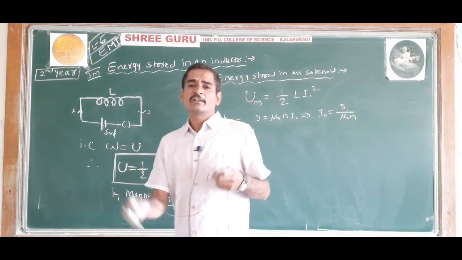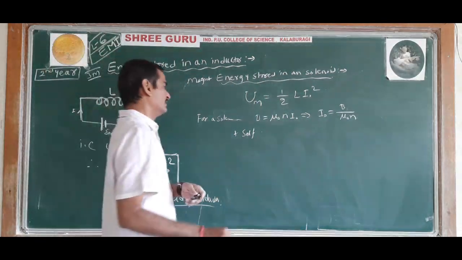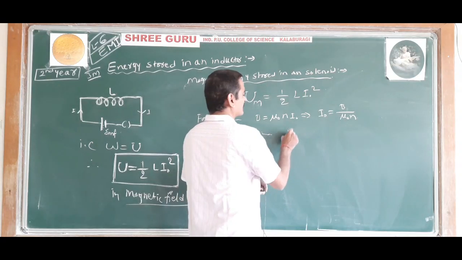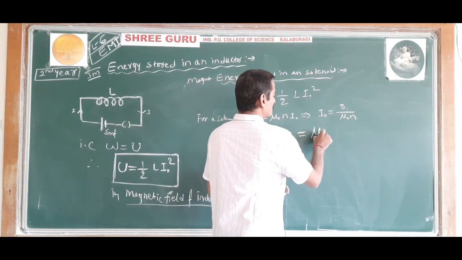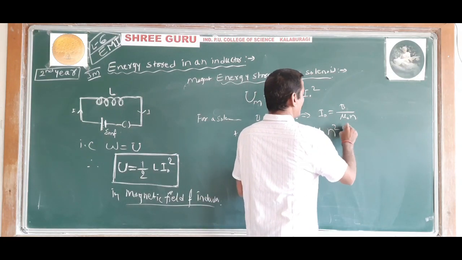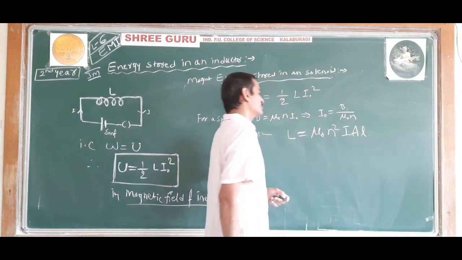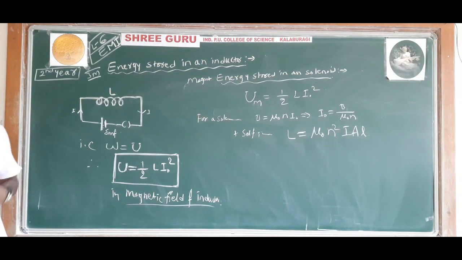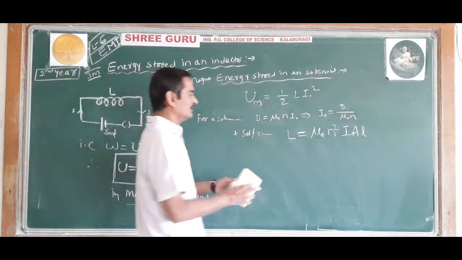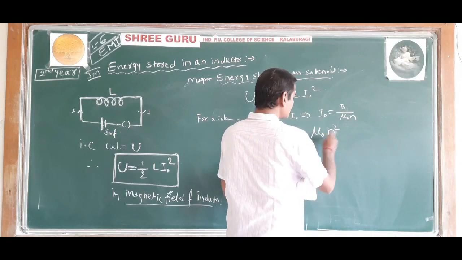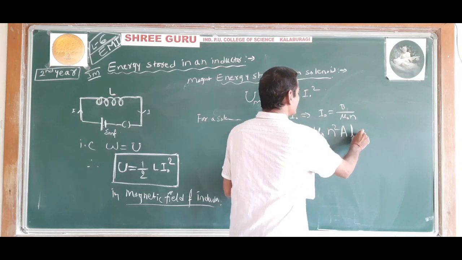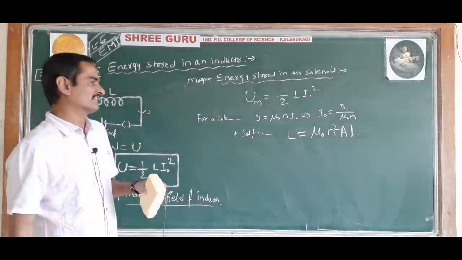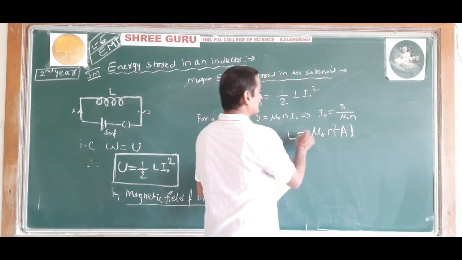Before this, we have derived the self-inductance of a solenoid. The self-inductance of a solenoid is given by L is equal to mu naught n square A L. This is the expression for self-inductance of a solenoid.